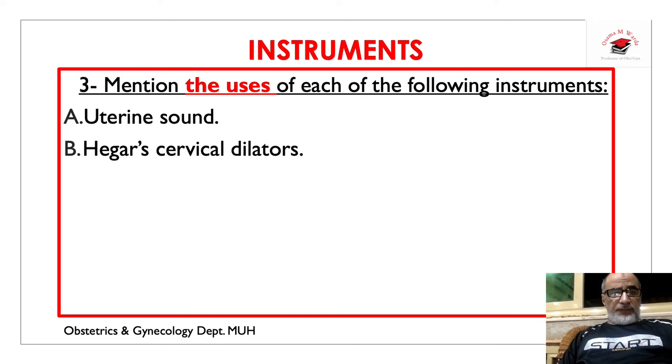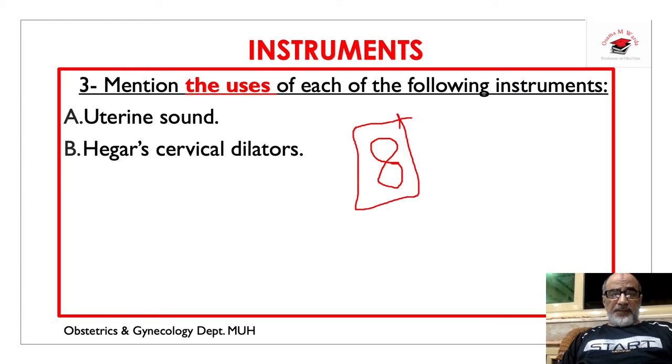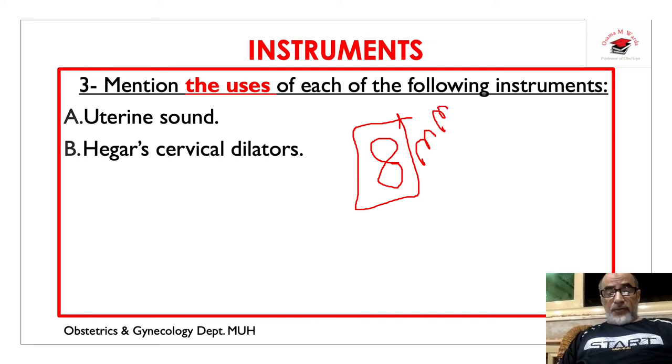Hegar's dilators are used for cervical dilatation. Cervical dilation is used prior to operations such as uterine curettage, D&C, D for dilatation, C for curettage, Fothergill operation, and vaginal polypectomy of intrauterine polypi. With Hegar dilators, dilatation of the cervix should not exceed size 8, 8 millimeters, because if we exceed size 8 Hegar, cervical incompetence is a complication of this operation.